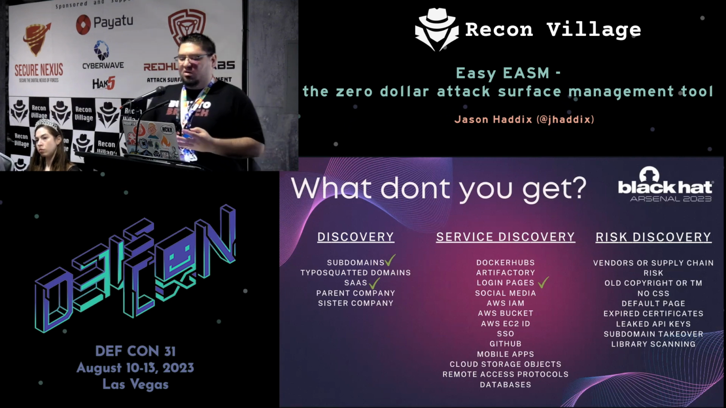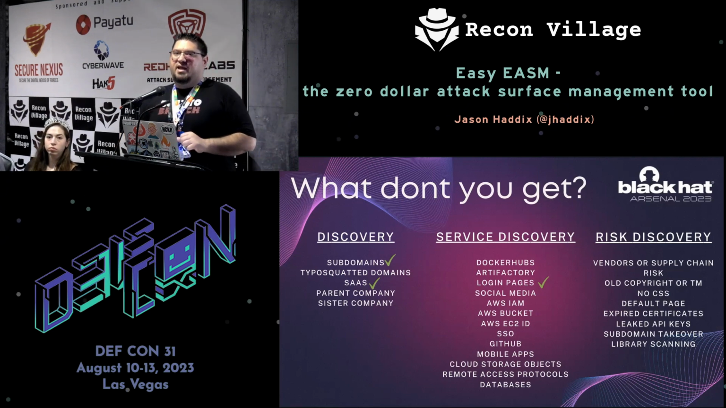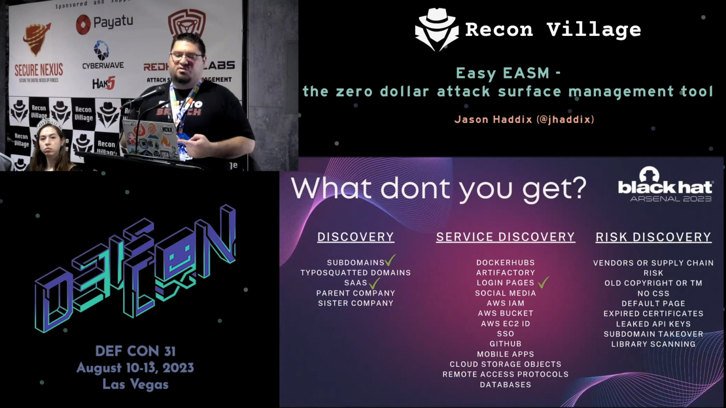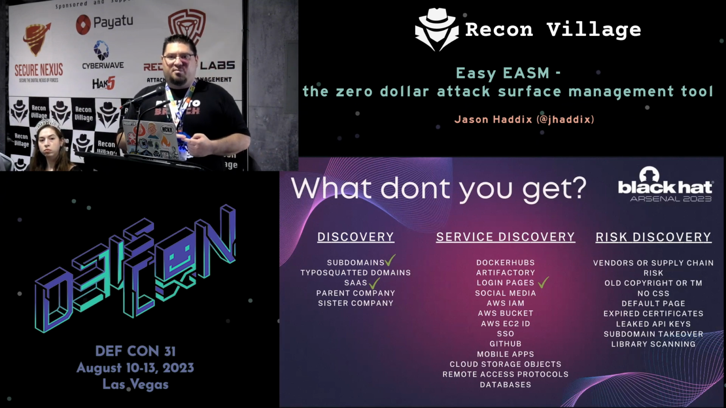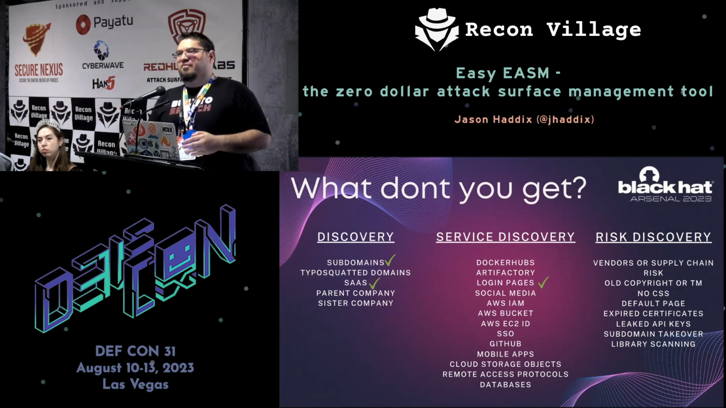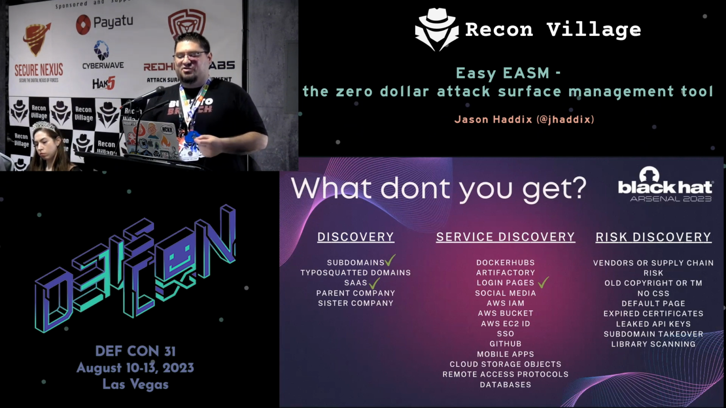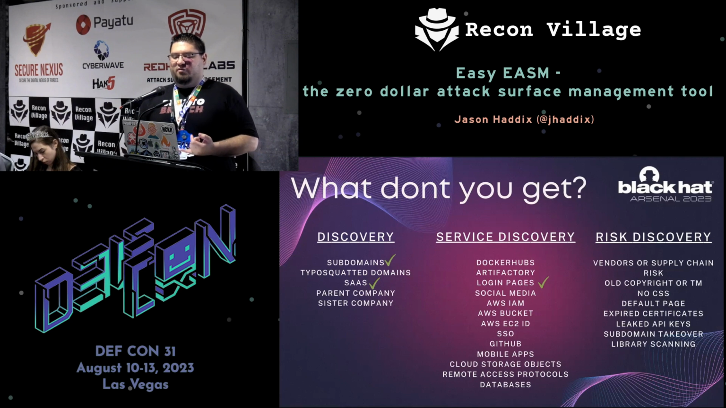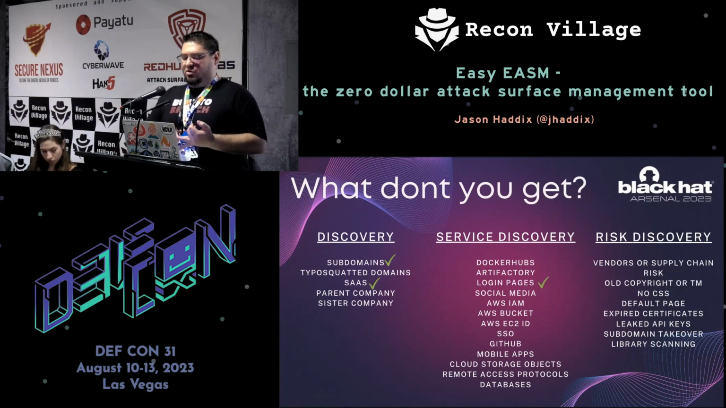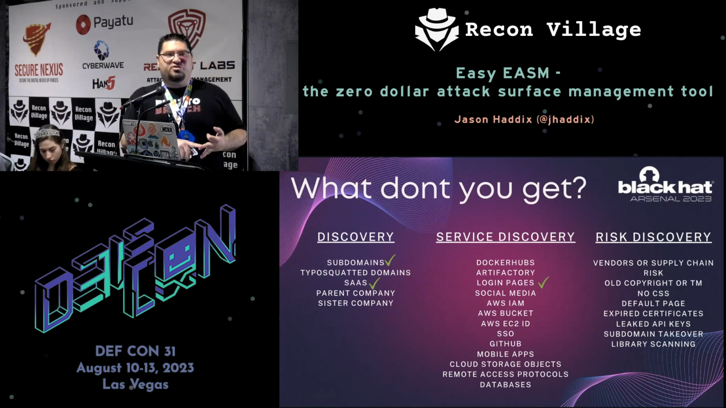They're looking for all of your cloud stuff. They're looking for any page that's behind SSO to tell you that these are login pages. They're looking at GitHub, not just for your organization, but for code that appears in repos that looks to be yours and has your domain referenced in it. They're looking for your mobile apps. They're looking for your cloud storage objects. They're looking for remote administration protocols, and they're looking for database ports.